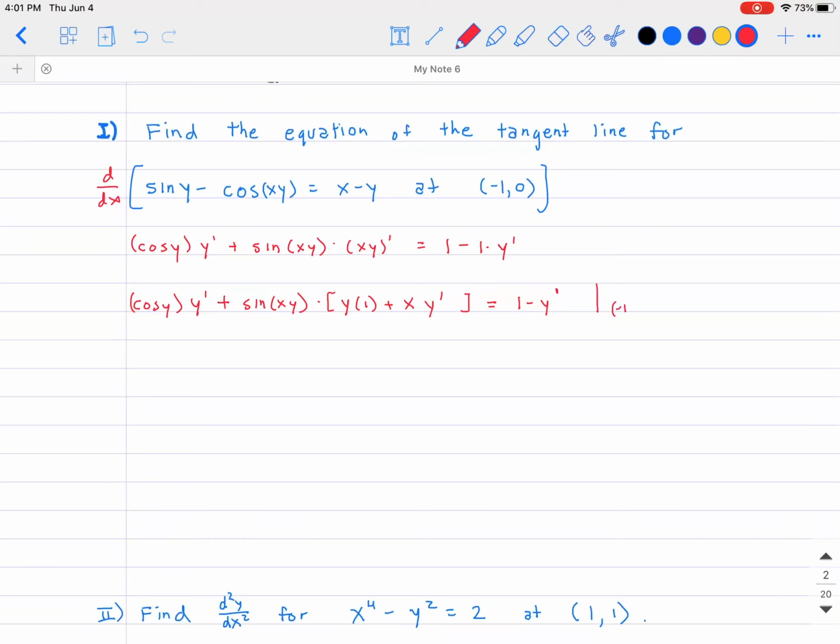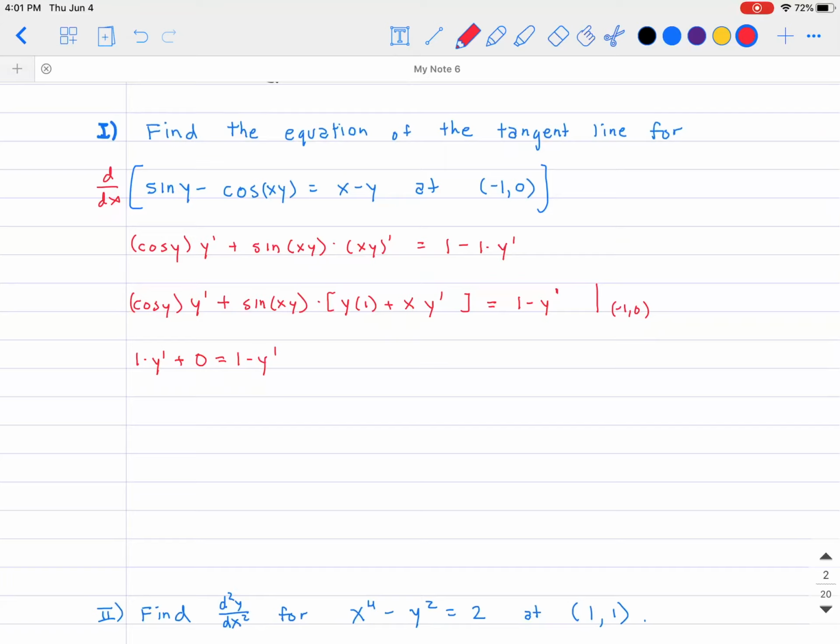So on the left, I'm going to go ahead and plug in the point then. So here, let me just go ahead and indicate that. (-1, 0) plugged in. You are going to get, according to this, cosine of 0, which is equal to 1, multiplied by y prime. And then plus sine of, looks like it's 0, so all that is going to be equal to 0, so that's kind of nice. And all that is equal to 1 minus y prime once again.